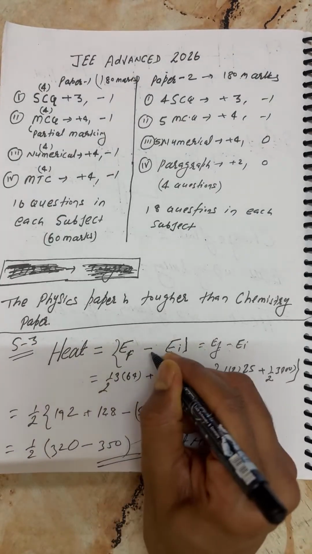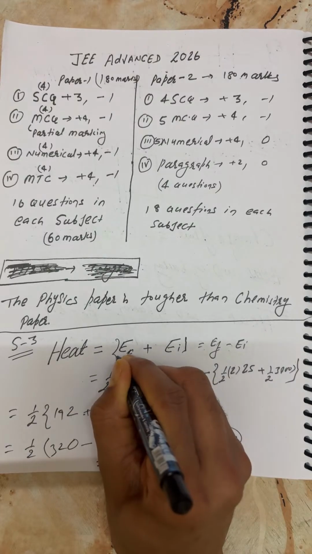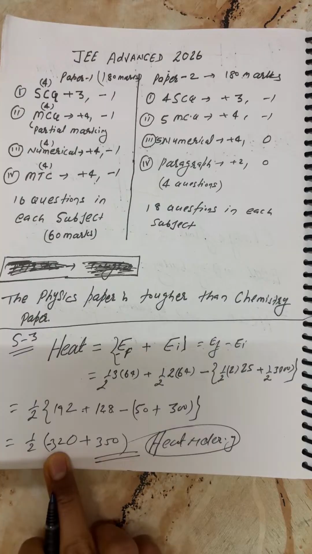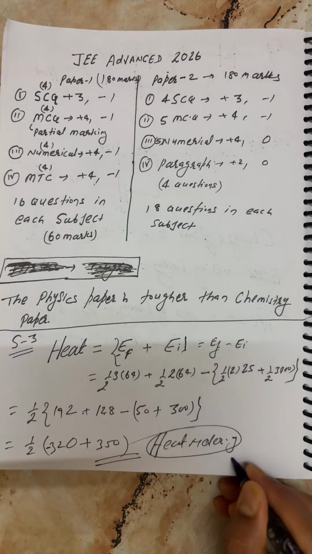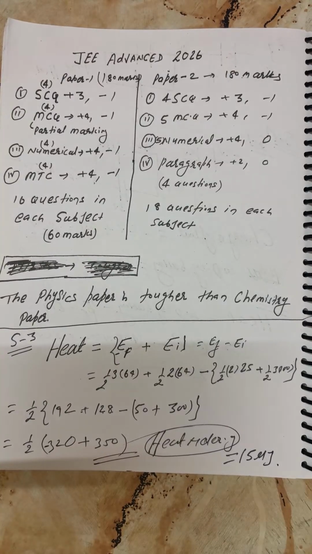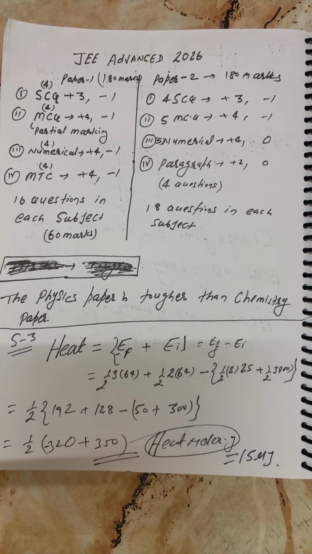So this is what? You can say energy initial minus energy final here. Then 30 by 2, 15. Perfect. 15 microjoule.